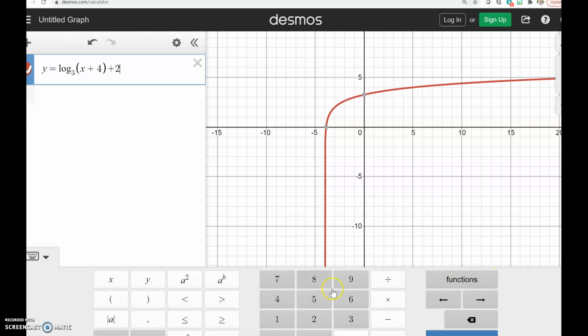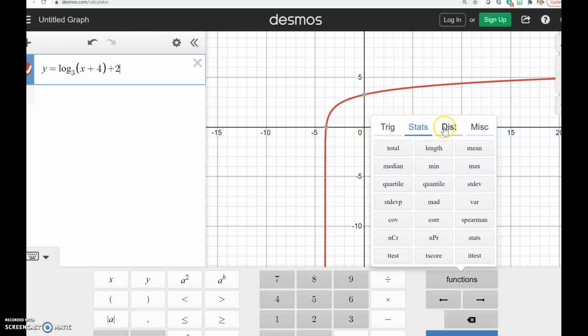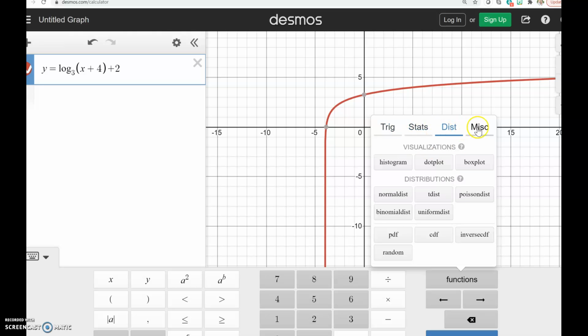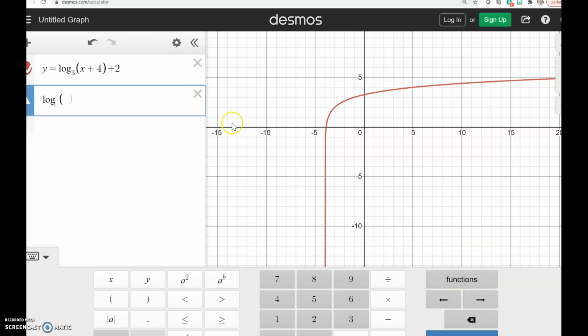And you'll notice that log isn't in these options, but if you click on functions, there's a whole bunch of functions here, and you can click through until you find the one you want. I think log is in miscellaneous. And there's plain log and there's log base A. So if you were going to do another equation here, you could click on those functions, go to miscellaneous, and then you could click log base A, and then it already puts you down in that subscript.